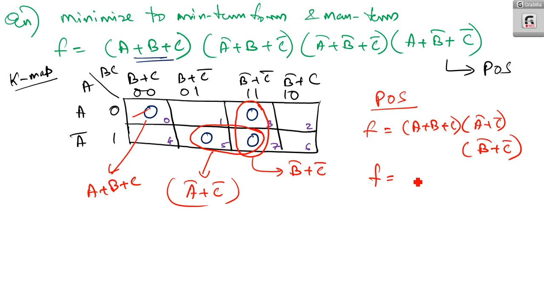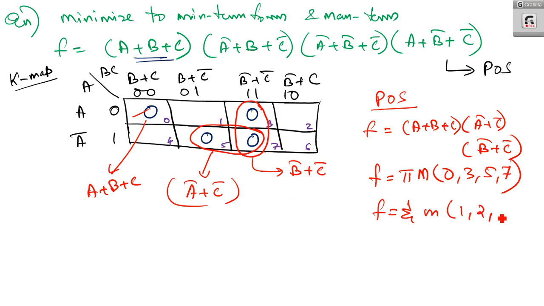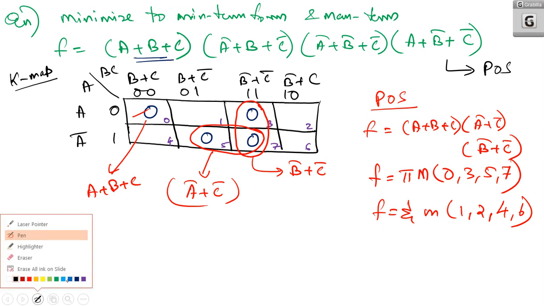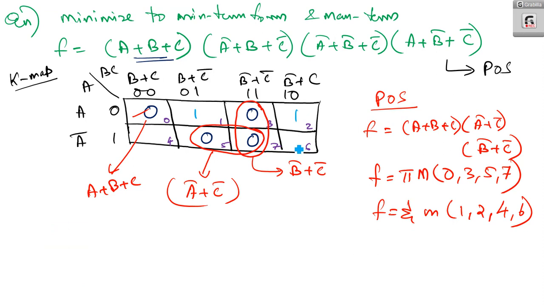If you are writing the corresponding match terms, you can write it as pi capital M 0, 3, 5 and 7. And that means we can write the min term as F is equal to sigma M 1, 2, 4 and 6. That means here we can take ones in the case of these min terms. So you will get 1 1 1 1.